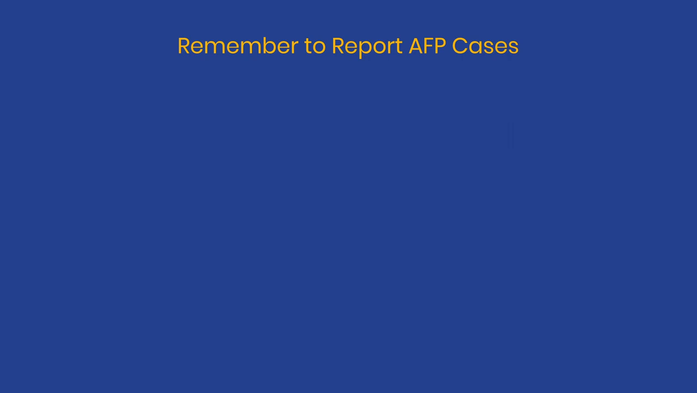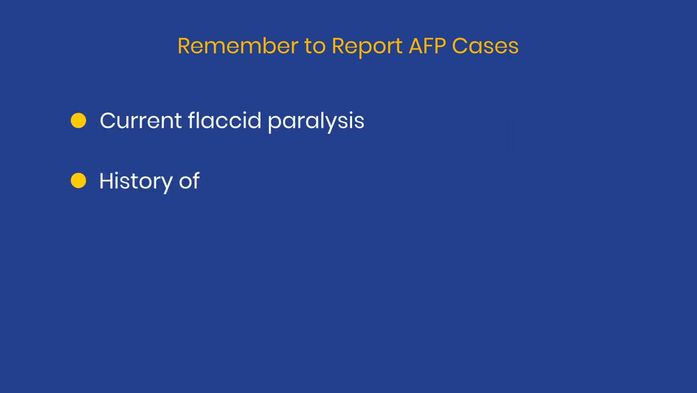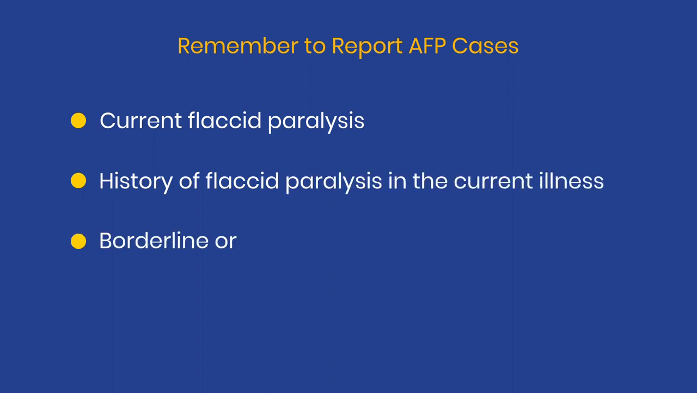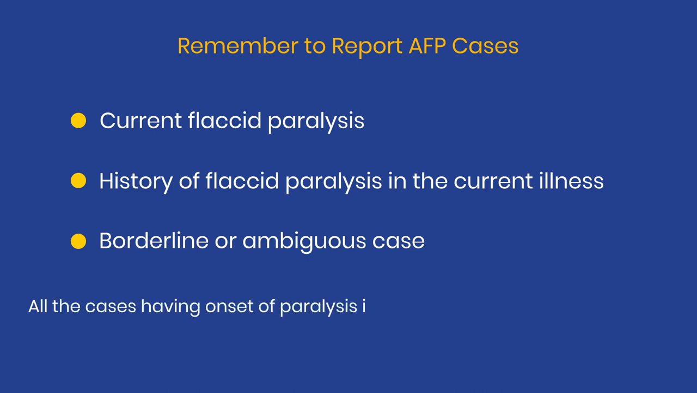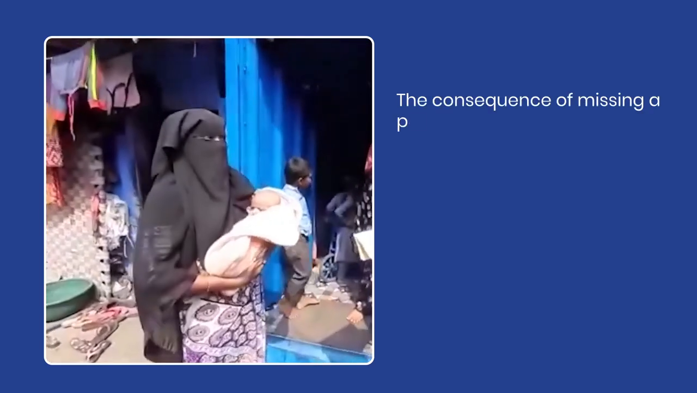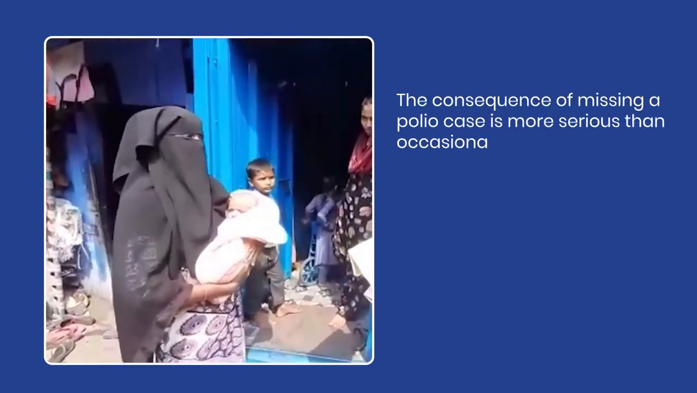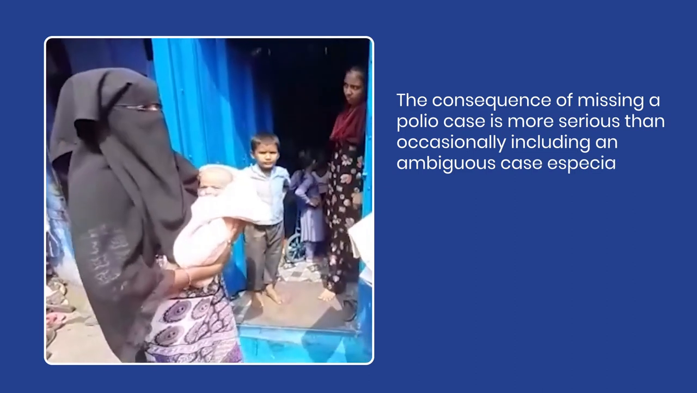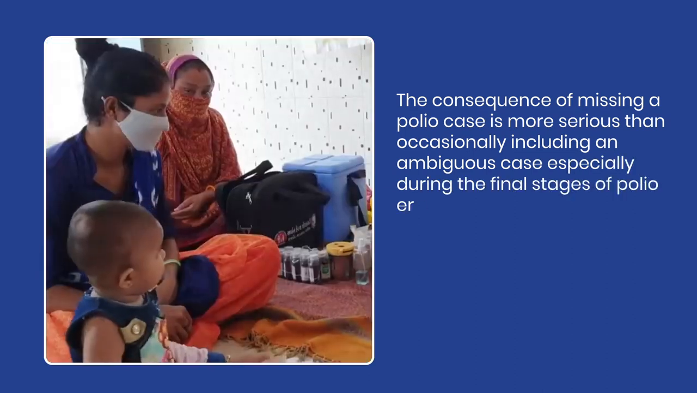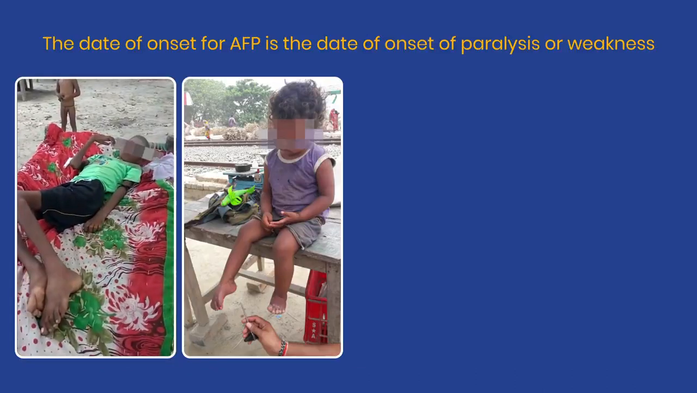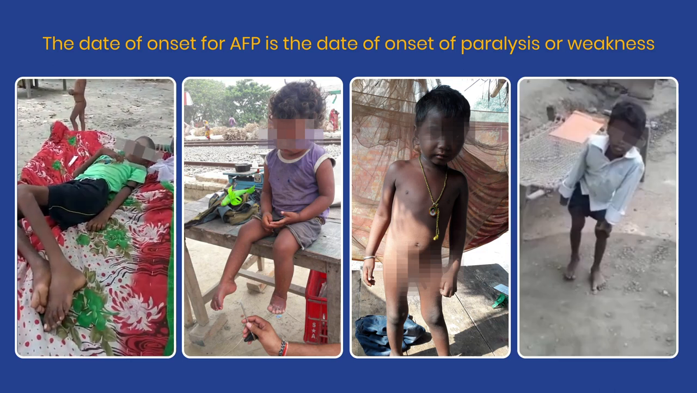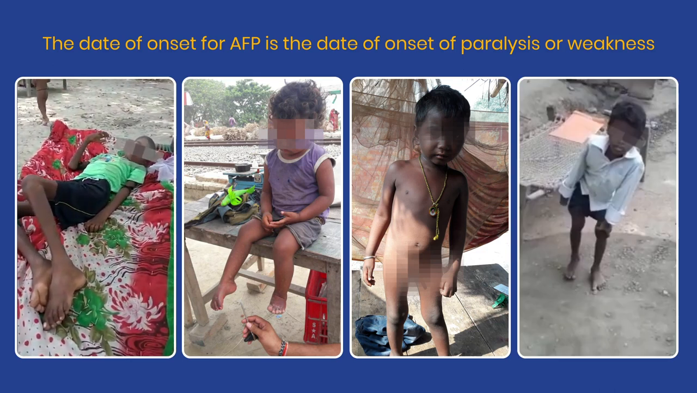Do remember to report all AFP cases having current flaccid paralysis or history of flaccid paralysis in the current illness or borderline or ambiguous presentations. All the cases having onset of paralysis in the last 6 months should be reported. The consequence of missing a polio case is more serious than occasionally including an ambiguous case, especially during the final stages of polio eradication. The date of onset for AFP is the date of onset of paralysis or weakness.